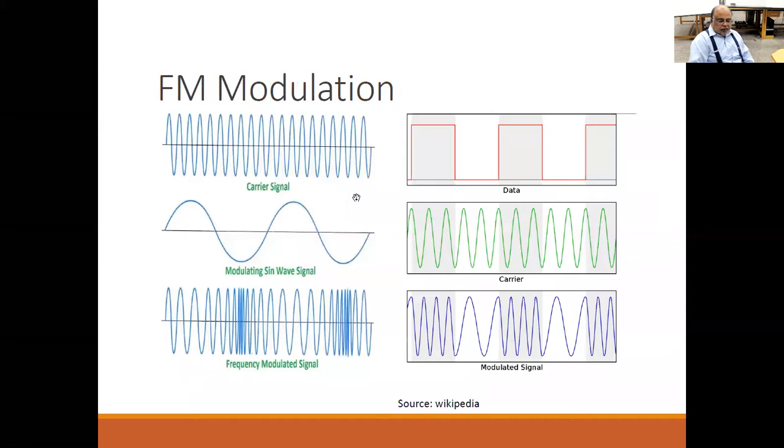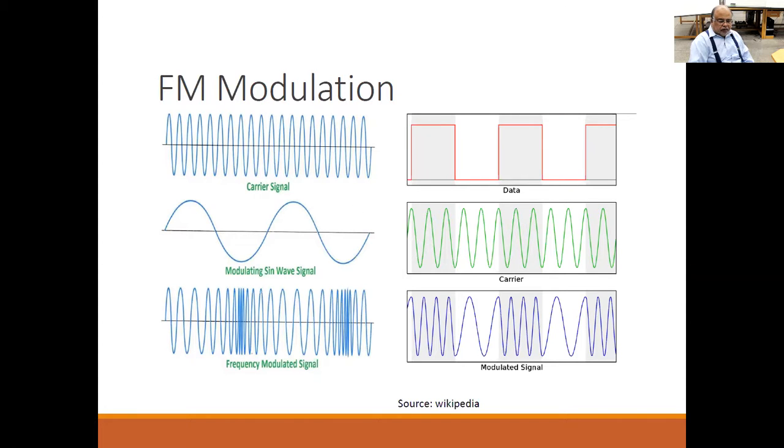Then came the FM modulation, where for 0 you could send a smaller frequency, and for 1 you could send a higher frequency. So 0, 1, 0: high means high frequency, 0 means low frequency, 1 means higher frequency. As you know, this FM modulation is very close to FSK, frequency shift keying.